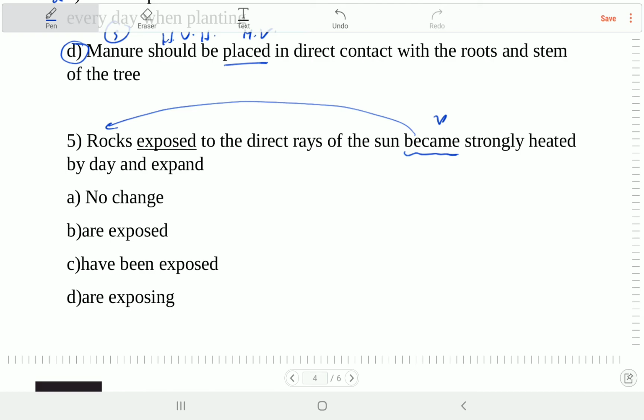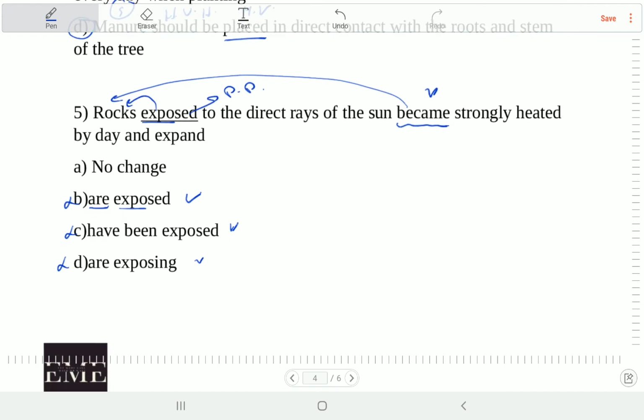What are the verbs? Okay, we said no to the ones with a helping verb. So are exposed, that's a verb. Have been exposed, a verb. Are exposing, a verb. So all these are verbs. But exposed is the past participle. You are describing the rocks: rocks that were exposed to the direct rays of the sun. What happened to them? Became strongly heated. That is the verb of rocks. Okay.